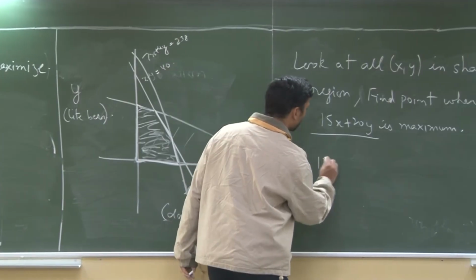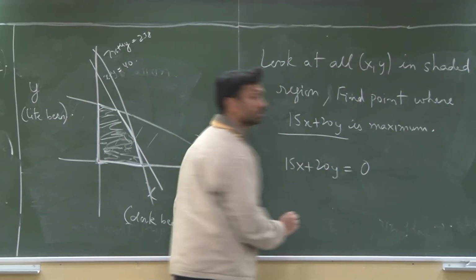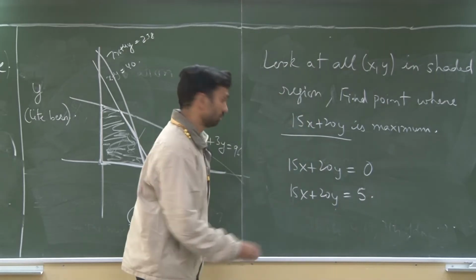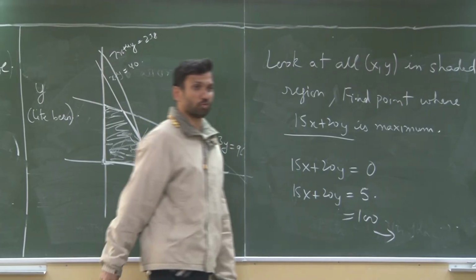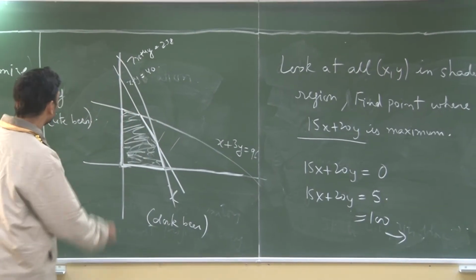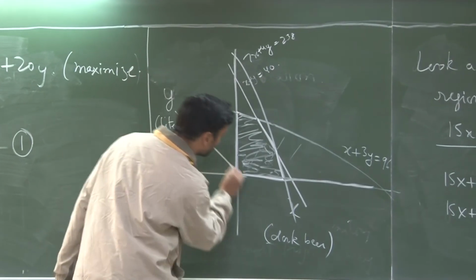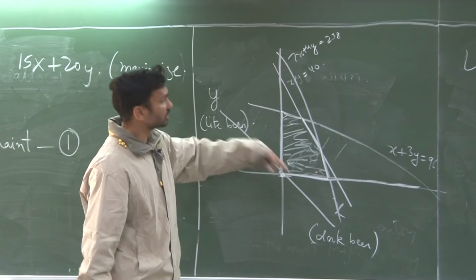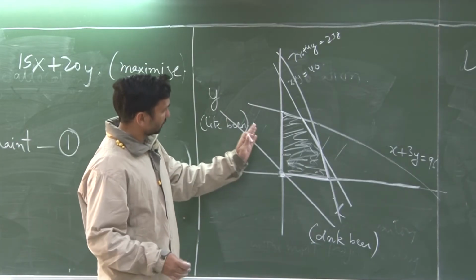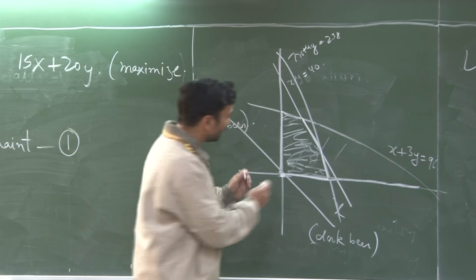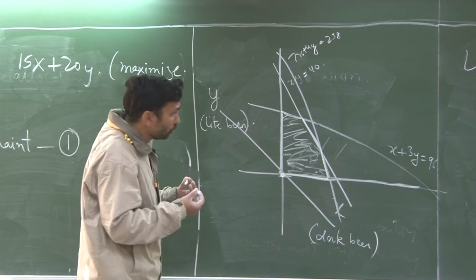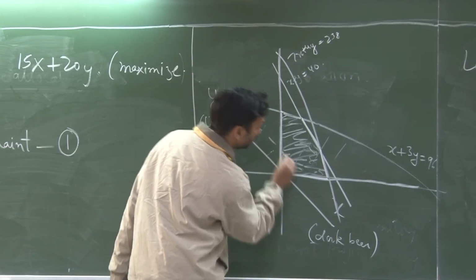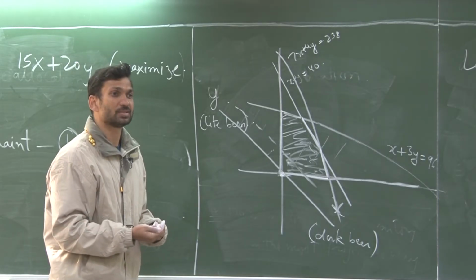So I can think of the points where 15x plus 20y is equal to 0, the points where it is equal to 5, equal to 100, and so forth. It's easy to see that 15x plus 20y equal to 0 is a line like this, because it has to pass through the origin with a certain slope. My diagrams are not really accurate, but they are just to give you an idea of how we will proceed towards the solution. And now you will notice that as I draw a parallel line to it, my value of 15x plus 20y increases.